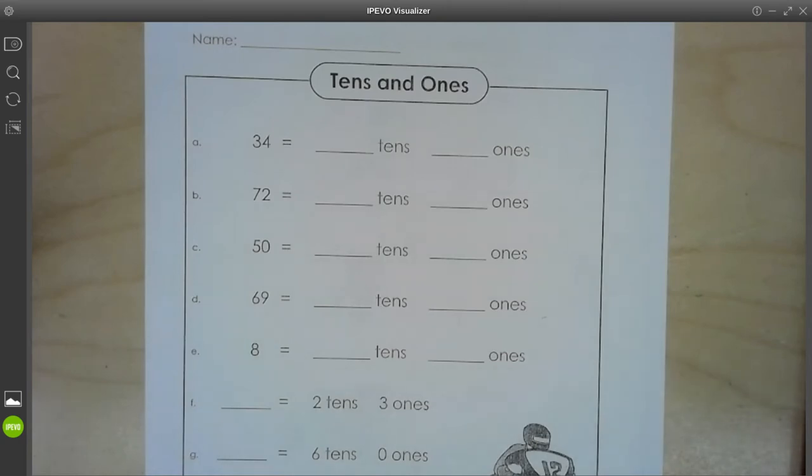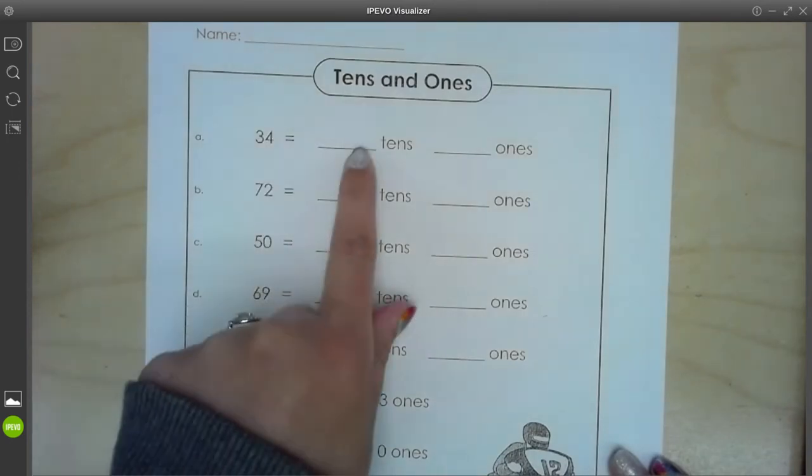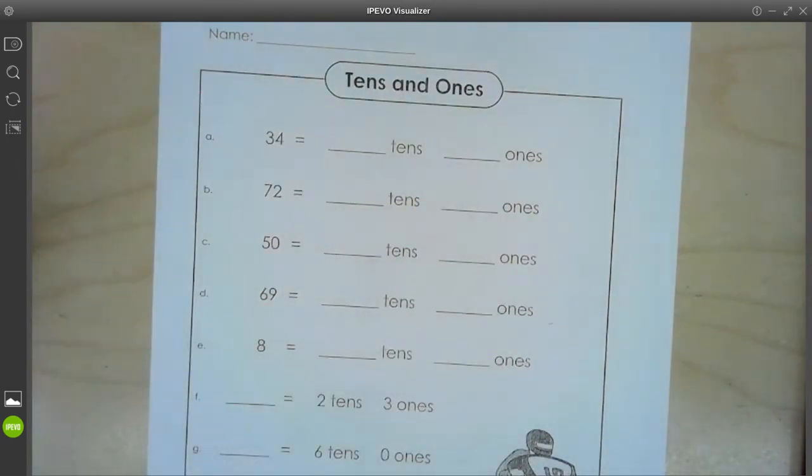So today we're going to start in your packet on page 25. Page 25 in your packet. This should be pretty quick. It does have a front and back, but this front side is just talking about the tens and ones in the number. So the top half here, they give us a number and we have to write how many tens and how many ones are in it. We're going to do this whole front side together.